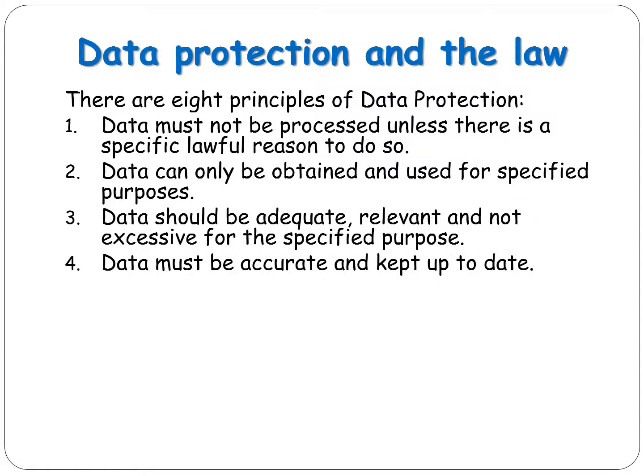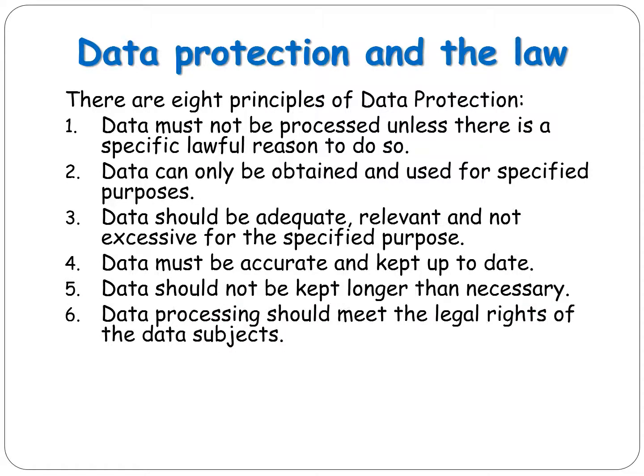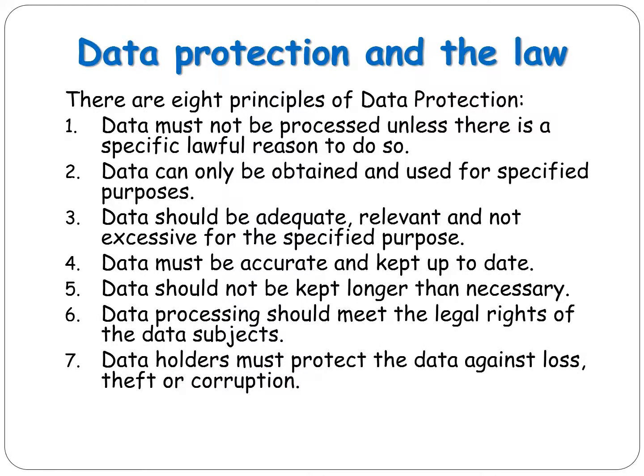Number 4, data must be accurate and must be kept up to date. Number 5, data should not be kept any longer than is necessary. Number 6, data processing should meet the legal rights of the data subjects, so it must be legally correct. Number 7, data holders must protect the data against loss, theft or corruption. It's really important that the businesses actually protect that data against it being lost, being stolen, or it becoming corrupt.